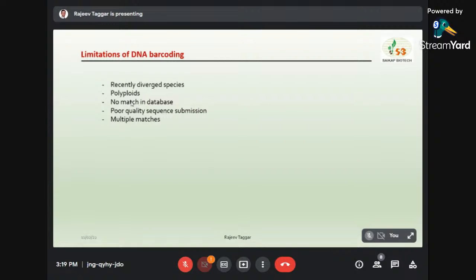Now let's talk about DNA barcoding also. If the information in the database is not there about a certain species, we won't get any match. And that is, again, for you guys, a chance to do discoveries, to look for the Indian germplasm, to look for what is happening around. So getting left out is not a good idea.